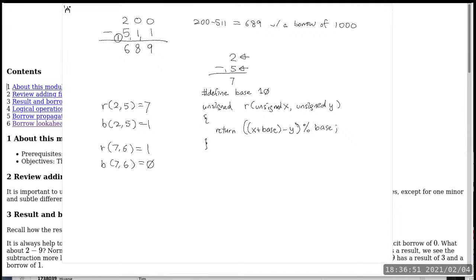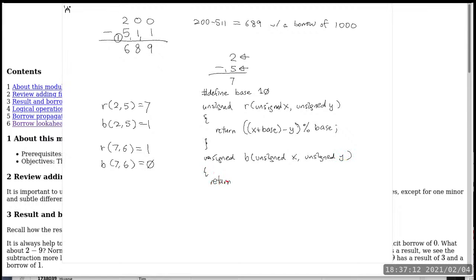All right. And Keaton is typing, so I will keep an eye on that. So now we want to look at borrow, right? Borrow is actually very easy as well. Okay, so we got unsigned x, unsigned y.